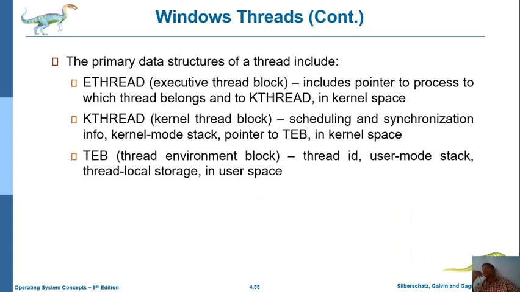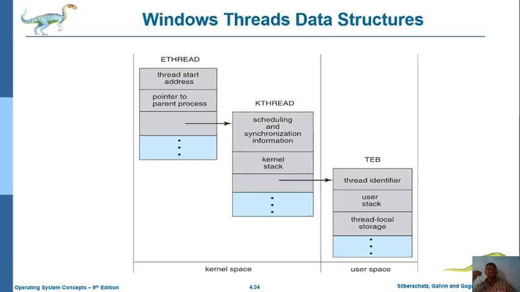And coming to the next one, TEB, the thread environment block. The thread environment block contains the total threads information: what is the total number of threads, which mode the created threads are currently used by, and at which memory location the threads' related data is stored. All these things are maintained in the TEB. So these are the three primary data structures used in Windows threads.